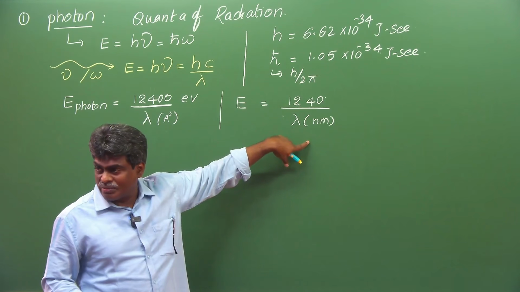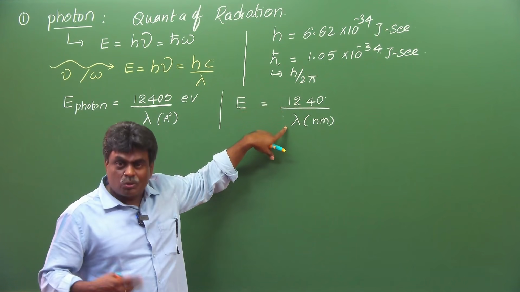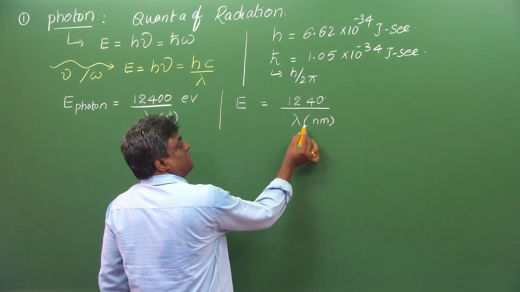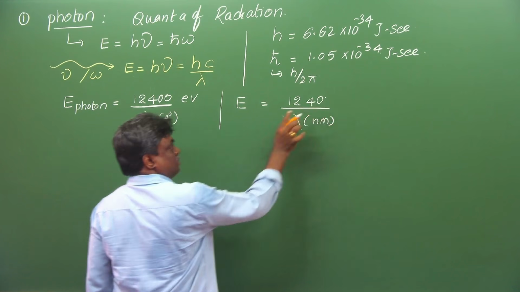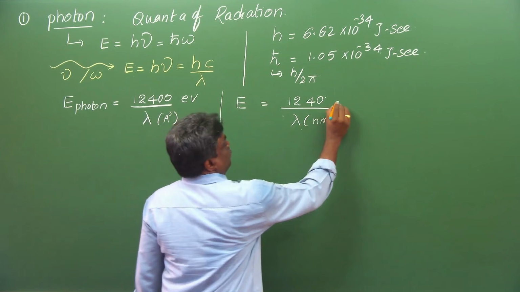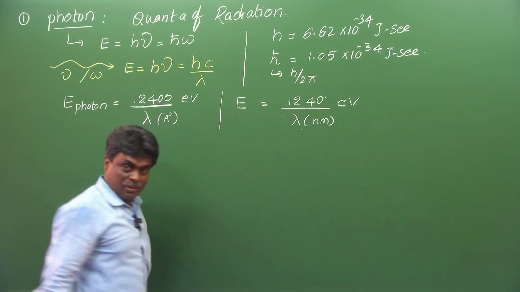In terms of nanometers, it is 1240 by lambda in nanometers. Whenever lambda is given in angstroms, what you have to use is 12,400 by lambda in angstroms, and this is also in electron volts.